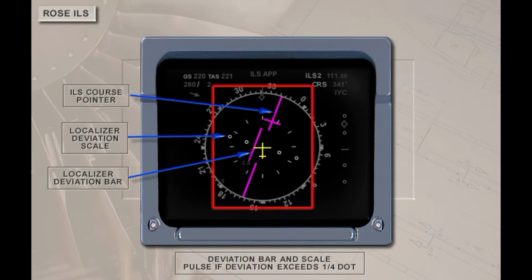In ROSE ILS mode, the dagger-shaped magenta ILS course symbol points to the selected ILS course. The magenta localizer deviation bar moves laterally across the deviation scale. Each dot on the scale represents about 0.8 degrees of deviation. If the deviation exceeds 1/4 dot on either side with an aircraft elevation above 15 feet radio altitude, the deviation bar and the scale will pulse.